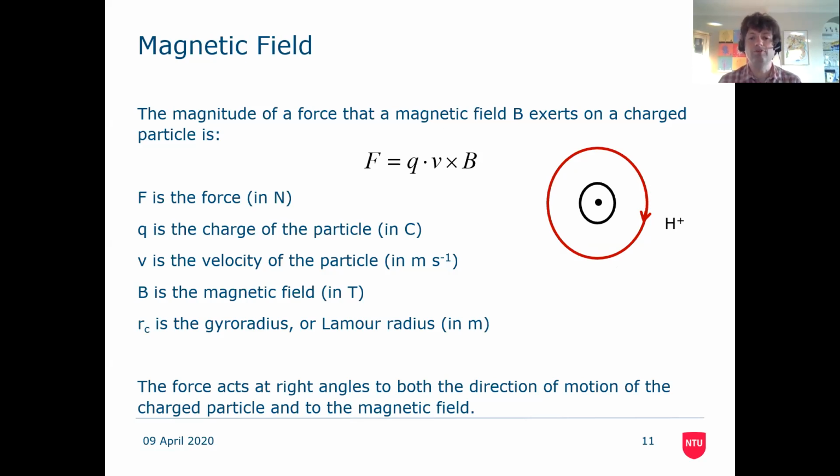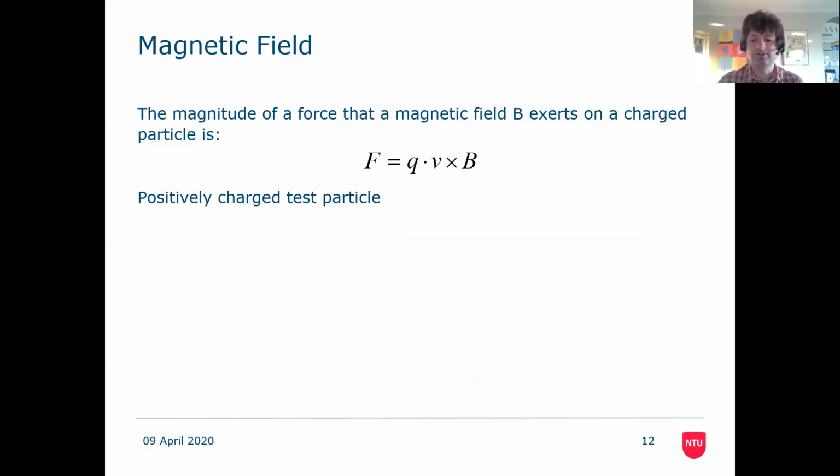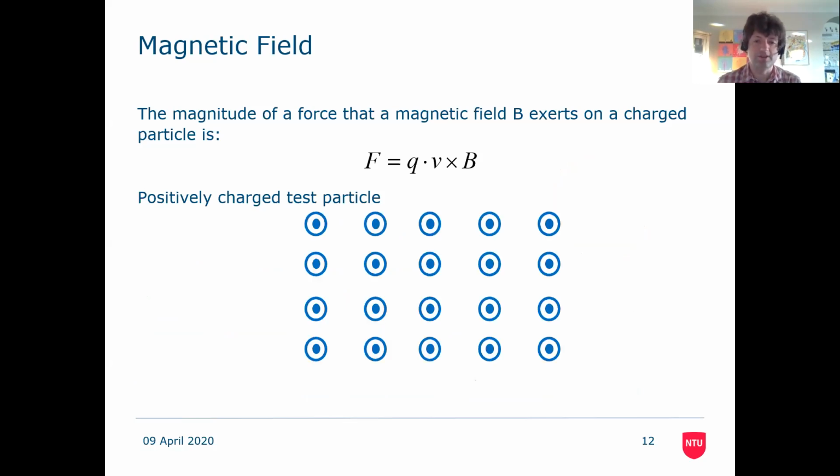We can calculate the radius of this circular path, and that's called the gyro radius. So we can find the gyro radius. It's also called the Larmor radius. The two terms are interchangeable, and it's given by this expression here: RC equals m, the mass in kilograms, multiplied by the velocity in meters per second, divided by the charge in coulombs, and divided by the magnetic field in Tesla.